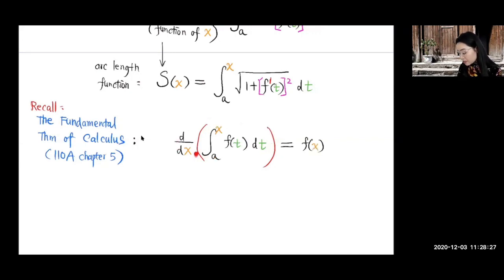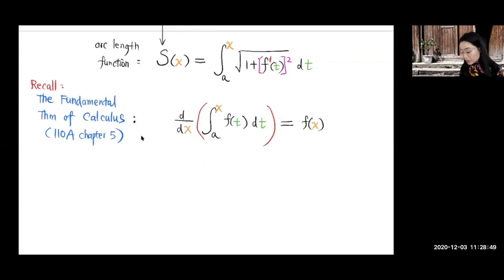Later on, you differentiate with respect to x. So you get a function of x. So you get back the same function, small f right here. But the variable here is x. So f of x. So you get back the same function, f of x. So that was the fundamental theorem of calculus. Now we're going to apply this fundamental theorem of calculus to this function over here.